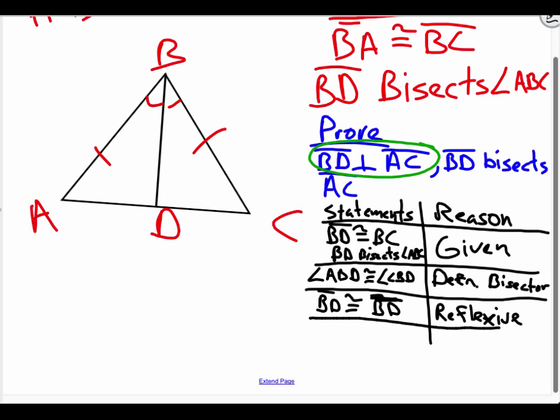All right, so now what do I have? I have an angle, and now I have a side. So I have an angle side theorem. So I'm going to say, this is not the proof, but I'm going to say that triangle ABD is congruent to triangle CBD based on angle side postulate or theorem. All right, cool.